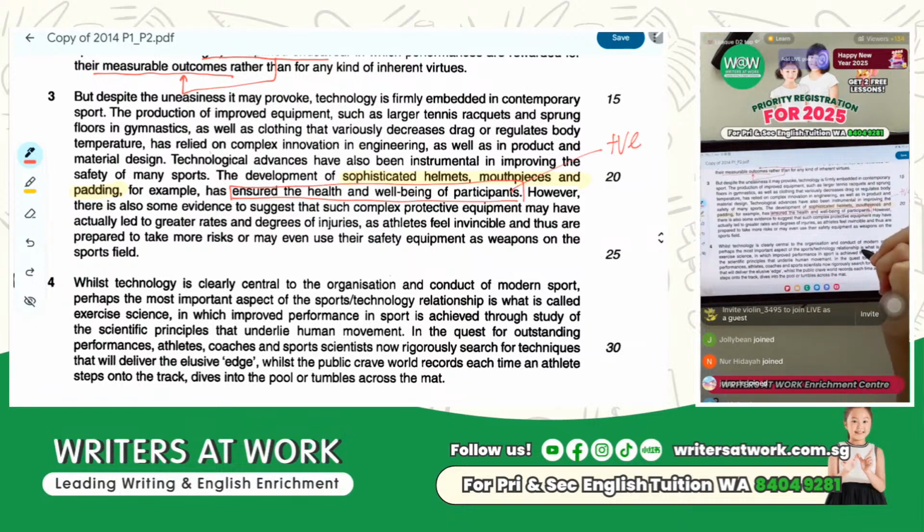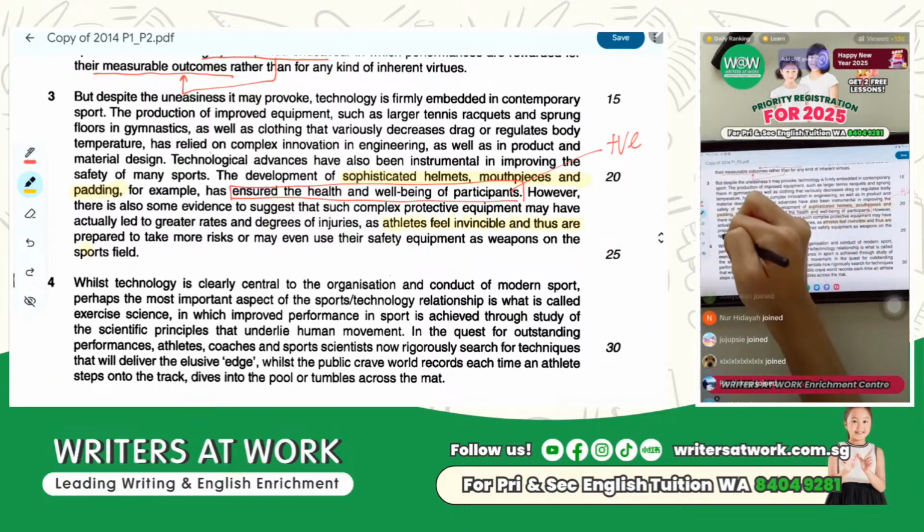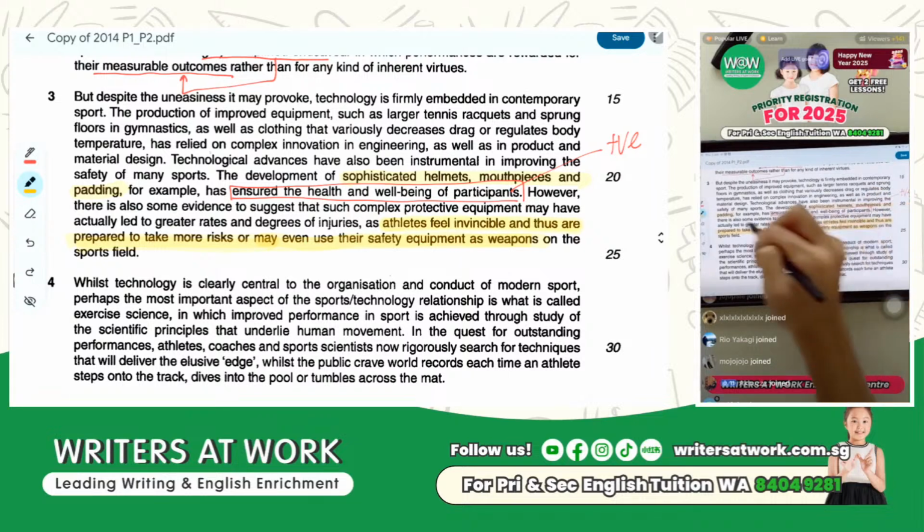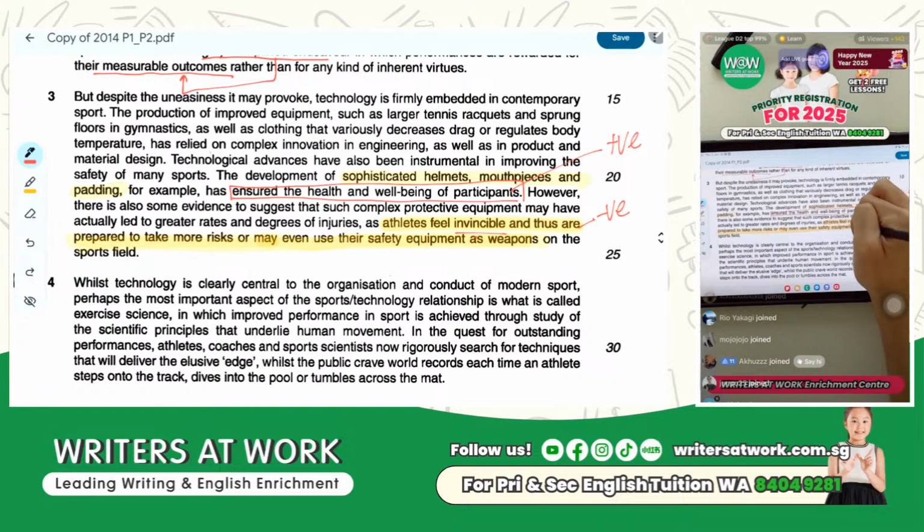Okay. And you can see that there is also another side of the coin, right? Where how the athlete may feel invincible and they are more prepared to take risk and use safety equipment as weapons. So this is a negative component of sports. And we are looking at invincible, meaning they are all powerful. That means they are able to use the equipment to defeat anybody whom they feel should not be on the sporting field.